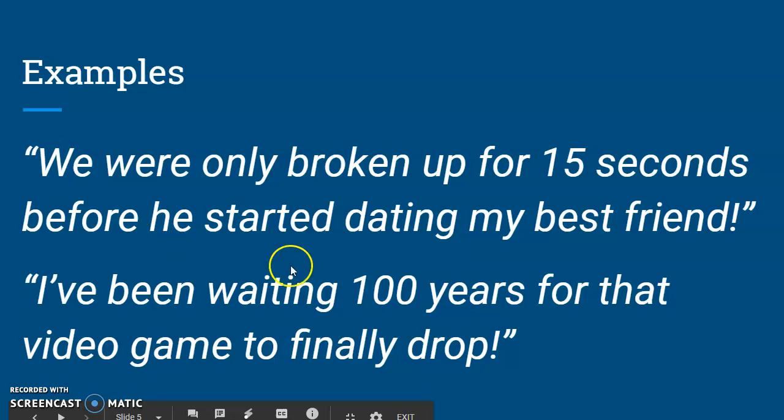So let's look at a couple of examples here. We were only broken up for 15 seconds before he started dating my best friend. Were you broken up for 15 seconds? Probably not. But you're conveying that it was a very short time. It was so super short that it doesn't even make sense. Or, I've been waiting 100 years for that video game to finally drop. Well, it seems like you've been waiting a long time, but clearly it hasn't been 100 years. So that's where you will see those hyperboles or those overstatements and understatements come into play.